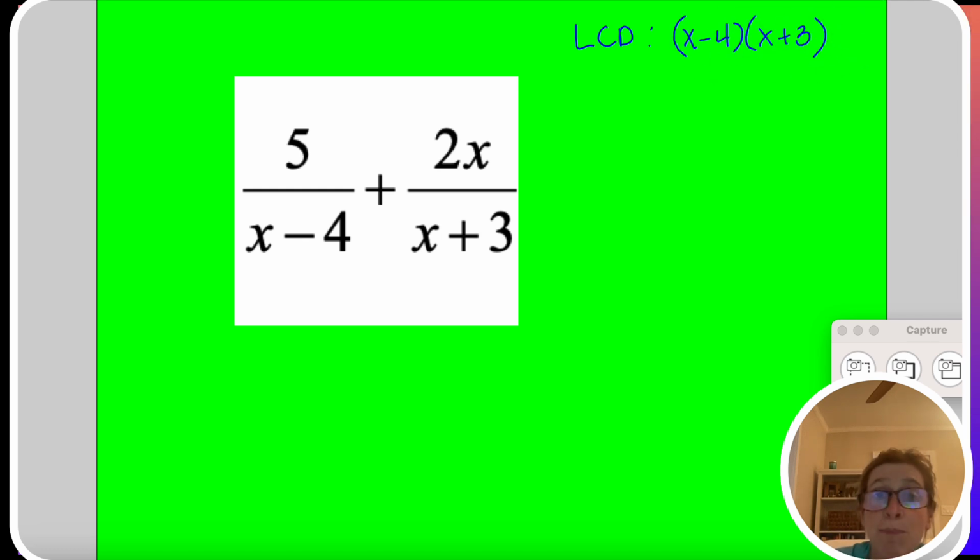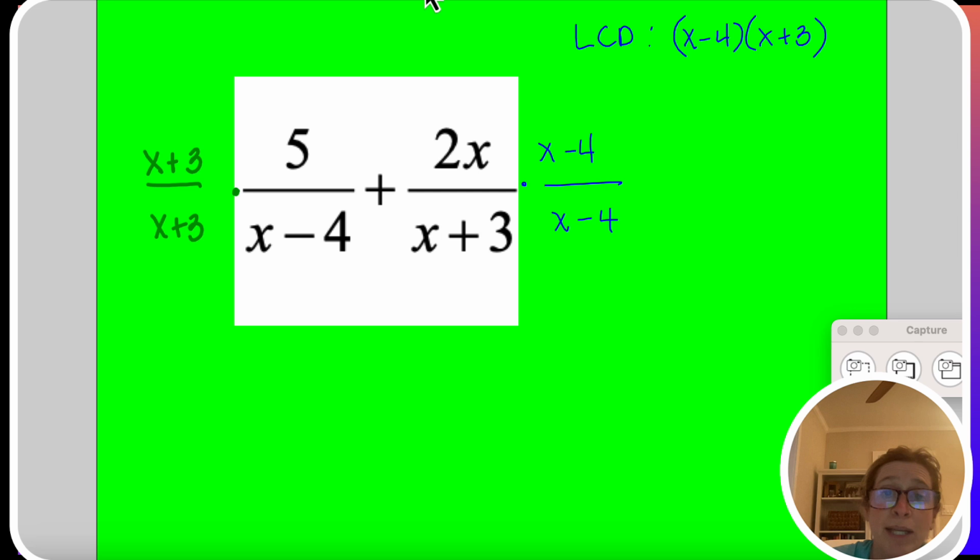So both denominators are missing something. This is missing x plus 3, so I'm going to multiply the left side by x plus 3 over x plus 3. And on this side, I'm missing an x minus 4, so I'm going to multiply by x minus 4 over x minus 4.